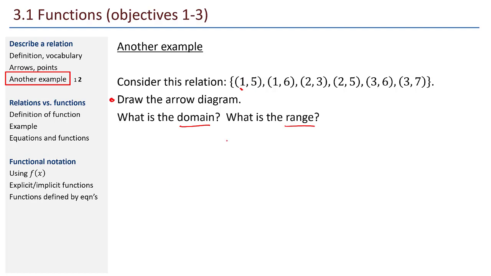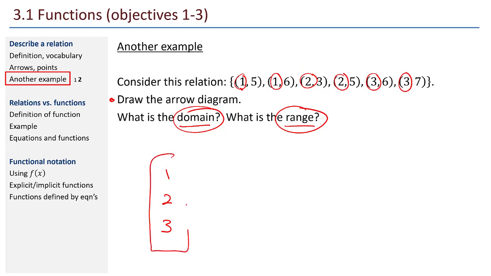1 goes to 5. Well, maybe, actually, you know what, let's figure out the domain first. The domain and the range. So my domain: 1, 2, 3. Those numbers I circled are the first elements in the ordered pairs. Those are going to be the ones that live in my domain: 1, 2, and 3.